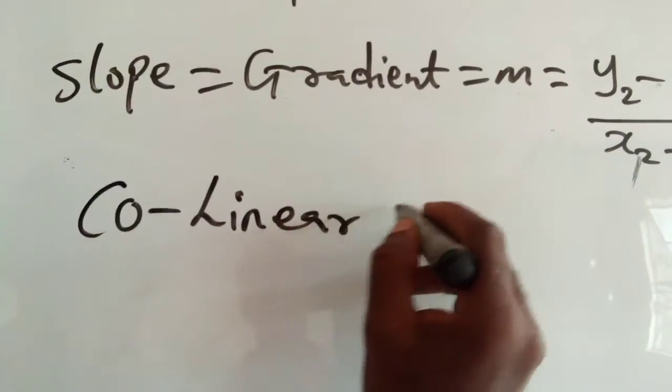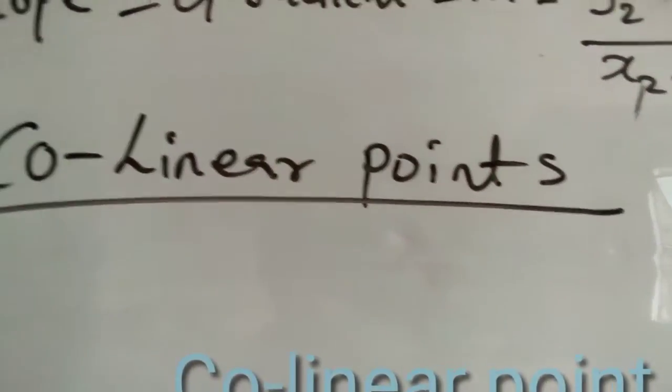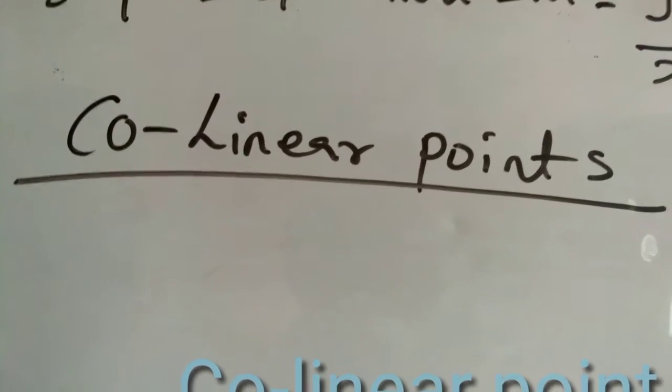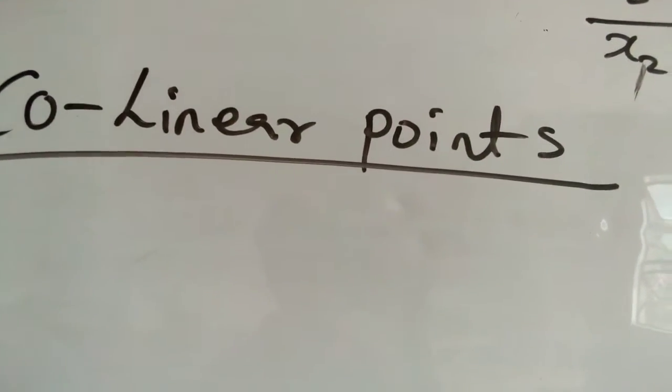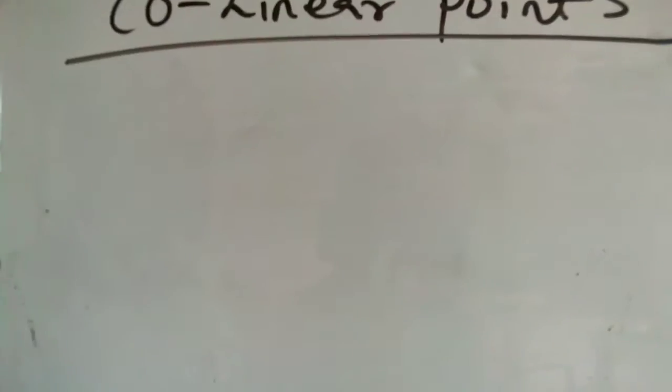Collinear points. We say that 2 or more points are said to be collinear if they lie on the same straight line. How do you know that 2 or more points lie on the same straight line? If they have the same slope.